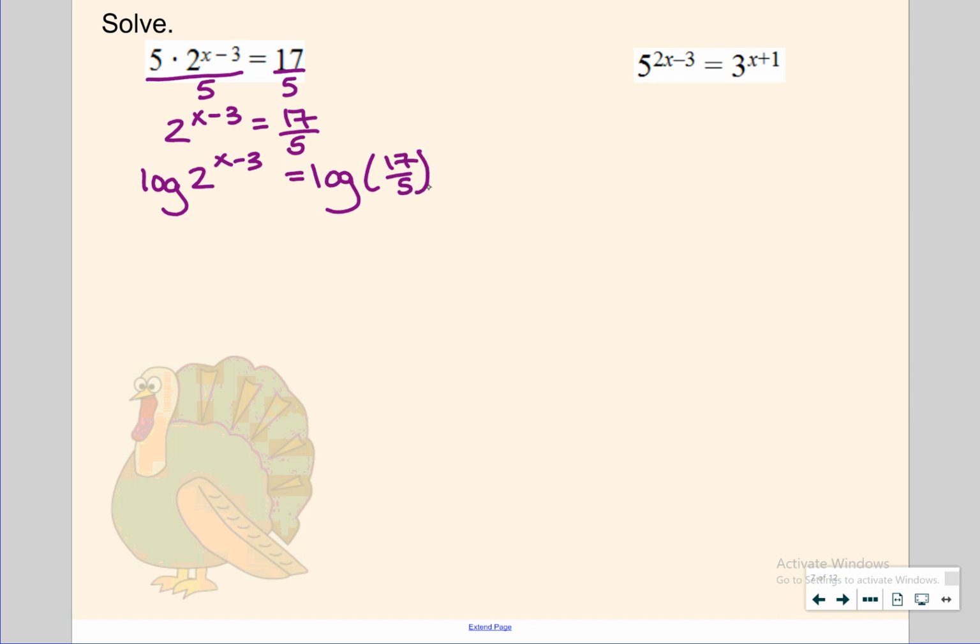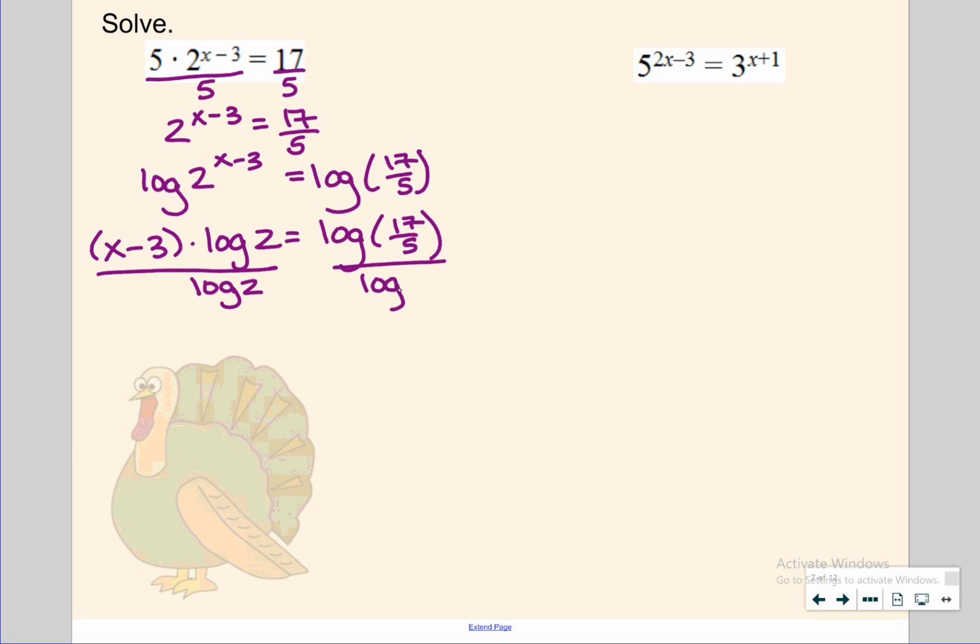And because I took a log, what am I allowed to do with my exponent? Bring it down. x minus 3 times log 2 equals log 17/5. And this looks nasty, but remember log 2 and log 17/5 are just numbers. So the next thing I'm going to do is just divide by log 2, trying to get that x alone. So now I have x minus 3 equals, that's what I'm using my calculator for. And you can use natural log 2 or you can use common log and get the same answer either way. Log 17/5, end your parentheses, divided by log 2, and I'm going to round to 3 decimal places, 1.766. Last step, add 3, 4.766 is my final answer. Plug it back in to check, make sure it works.